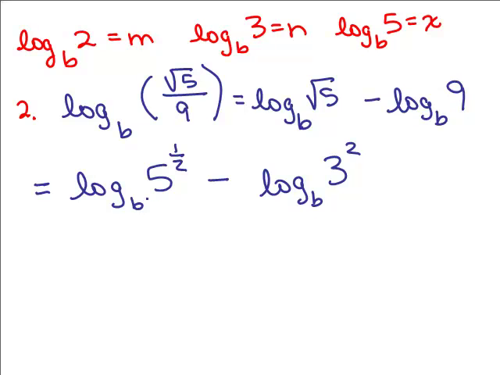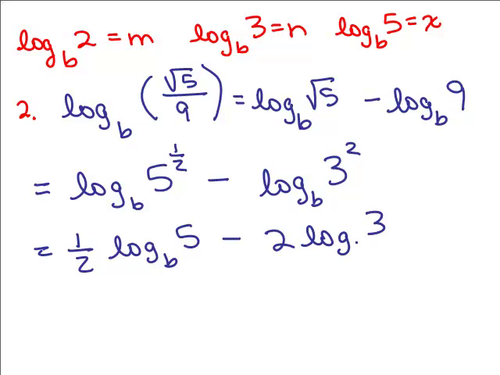Now I can take the exponent and put it out in front. That gets multiplied by the log base b of 5. So I have 1/2 log of 5 base b minus 2 log of 3 base b. And now, what is the log of 5 base b? Look up here. That's x. So this is just 1/2 x minus 2. What's the log of 3? That's n. Perfectly fine to leave your answer this way.